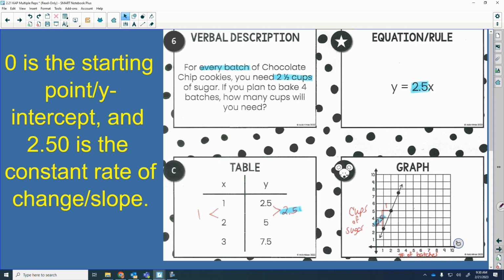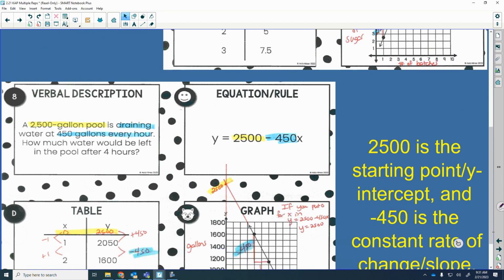And next one, same thing here. You should have gotten the 0 was your y-intercept, and your slope was 2.5. Okay. You should be able to show it in every one. All right, guys, do any of you have any other questions?